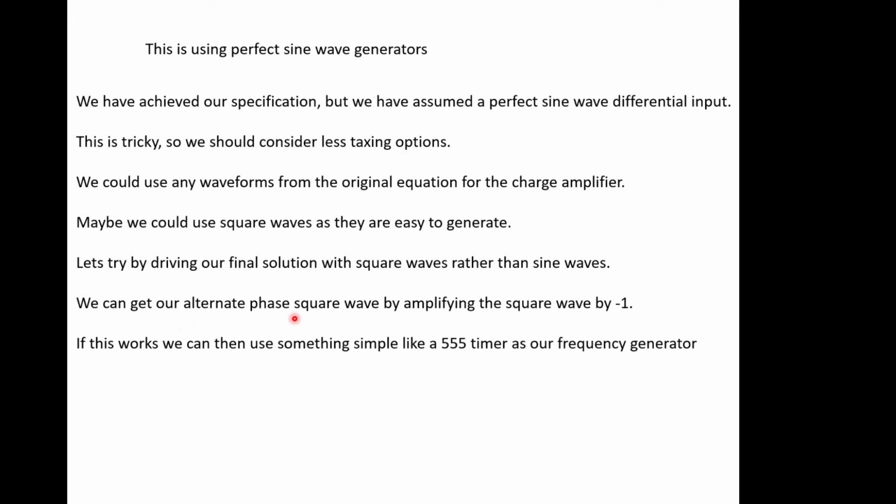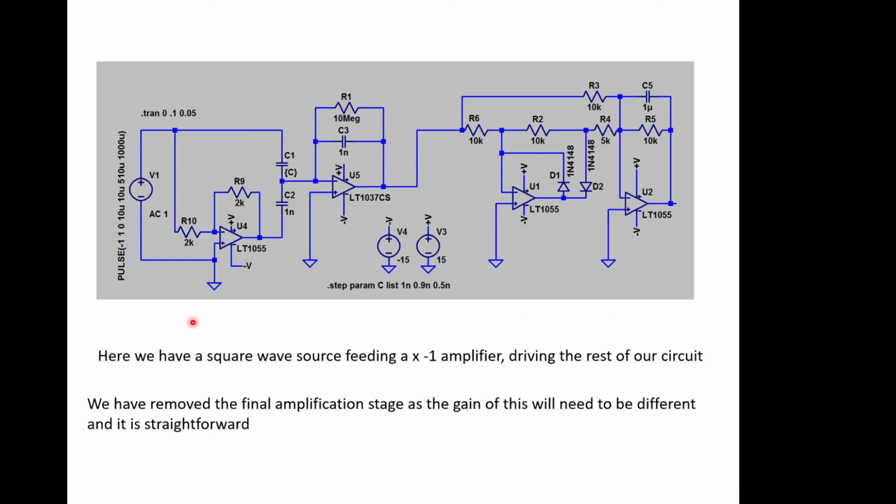We get our out of phase one just by amplifying the square wave by -1, and then if that works, to generate this we can use something simple like a 555 timer, which is good for generating square waves, so our frequency generator, or we could even just drive it straight out of an output port of a microcontroller at these low frequencies. So you can start to see how we then have to consider the rest of the system as well going forward.